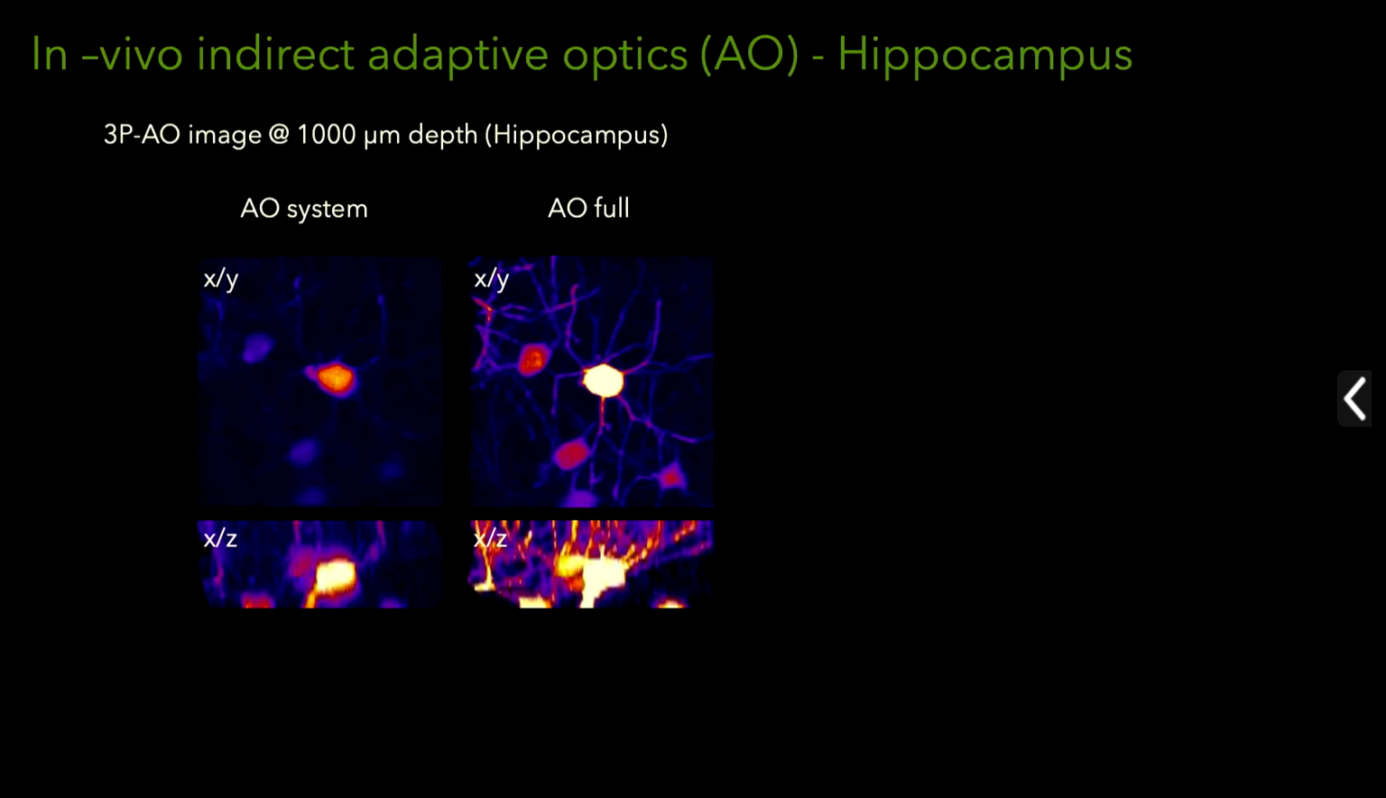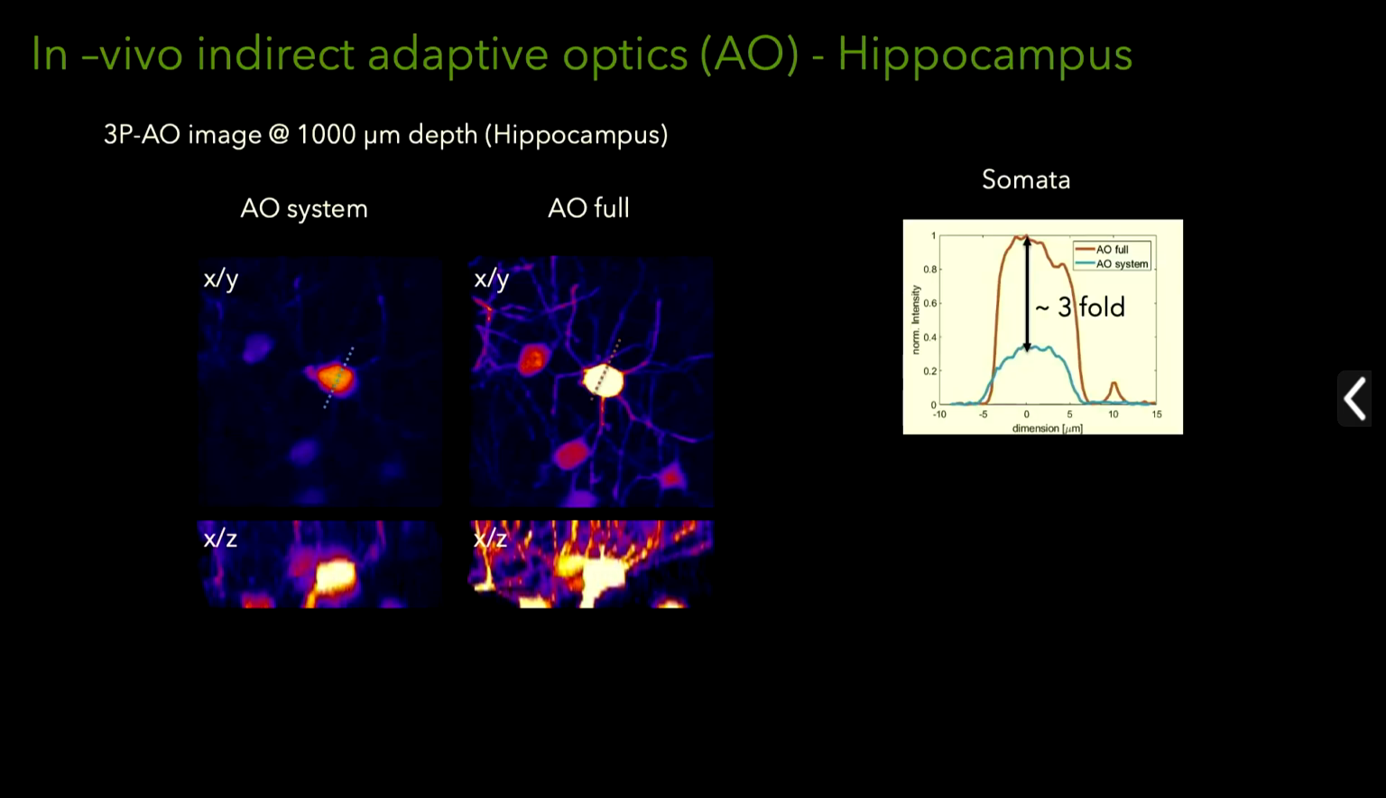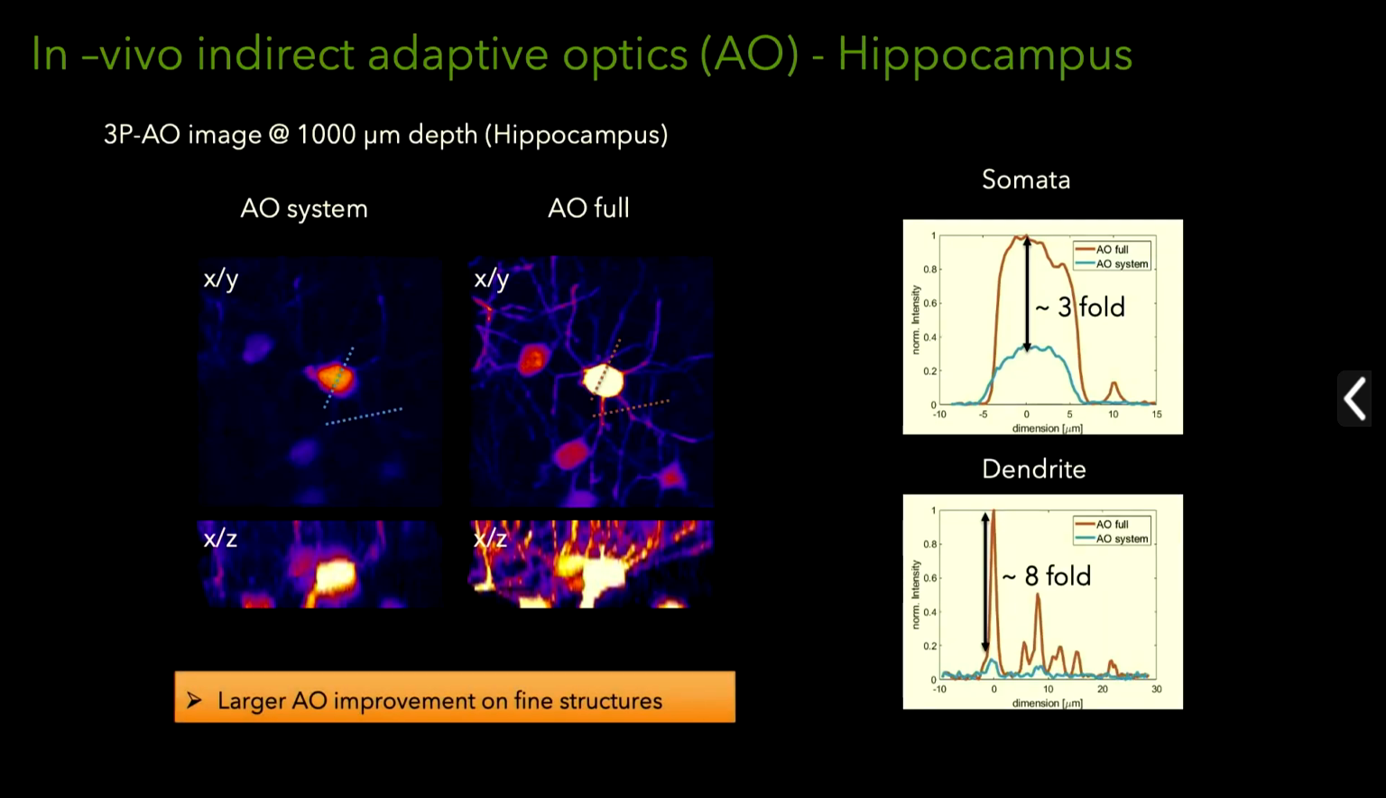We can also image through the corpus callosum and into the hippocampus and observe large signal improvements due to adaptive optics, both on the soma, where we typically observe a threefold increase, but especially in dendrites or smaller structures, where we can get much larger signal improvements. And this is not so surprising if you remember one of the introduction slides that I showed, where I said that especially for structures that are smaller than the point spread function, the improvements are expected to be more pronounced.